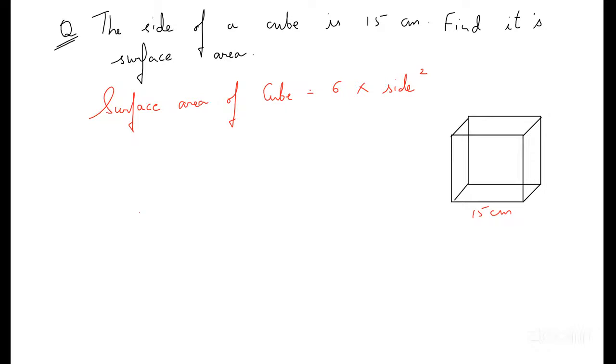Yes, Henry. Ma'am, the cube is a 3D square. The cuboid is a 3D rectangle. Yes, we can say that. Cube is a 3D square and cuboid is a 3D rectangle. Ma'am, I got 1350 cm.